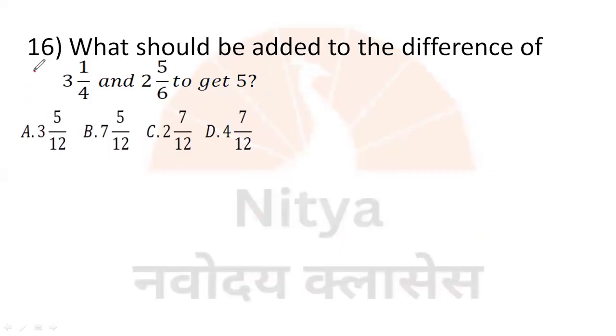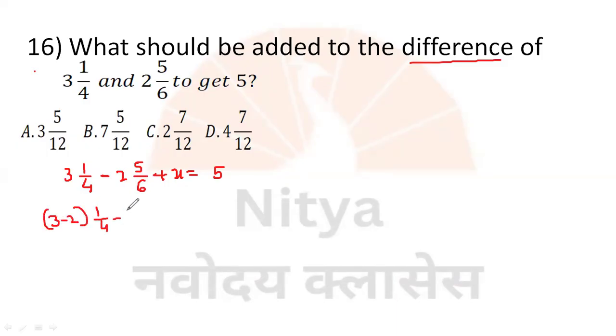16. What should be added to the difference of 3 and 1 by 4 and 2 and 5 by 6 to get 5? 3 and 1 by 4 minus, difference means we have to subtract. Yes, na? So 2 and 5 by 6. What should be added to this number? So we get 5. Okay. So first of all, we have to subtract it. So 3 minus 2, first of all, we have to subtract the whole part.